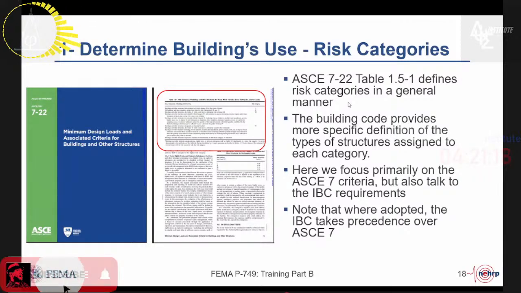The building code, the IBC, has a much more complex and much more detailed table. Here we're going to focus primarily on the ASCE 7 criteria, but of course, if you are designing in a community that has adopted the IBC or another building code, you should be using the risk categories as defined in that building code.